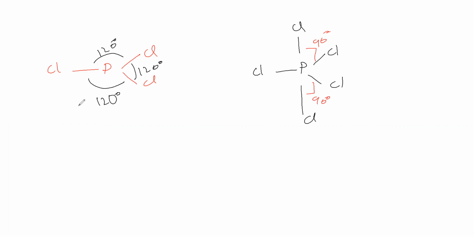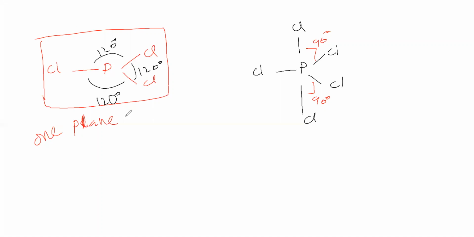That means these four atoms are present in one plane. This chlorine atom is perpendicular to this plane, therefore 90 degree. Similarly, this chlorine atom is perpendicular to this plane, therefore 90 degree. Therefore, in PCl5, two bond angles are possible: one is 120 degree, another one is 90 degree.